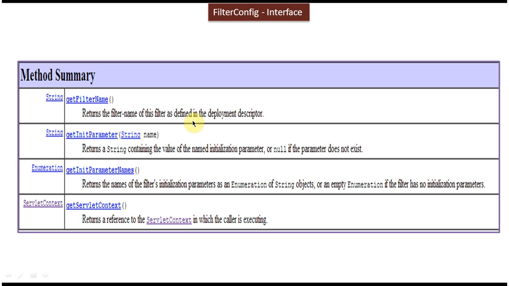The FilterConfig interface has four methods. The first method is getFilterName. Using this method we can get the name of the filter from the web.xml file. The next method is getInitParameter. If you pass a parameter name, it will return the corresponding value. Using the getInitParameterNames method we can get all the parameter names as an Enumeration. And the fourth method is getServletContext. Using this we can get the ServletContext object.